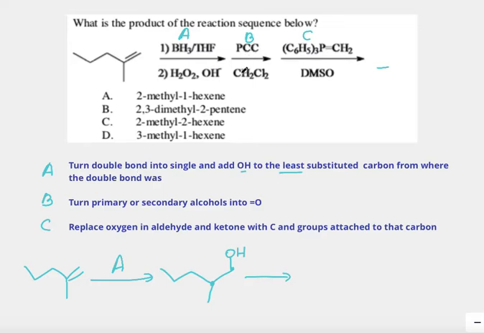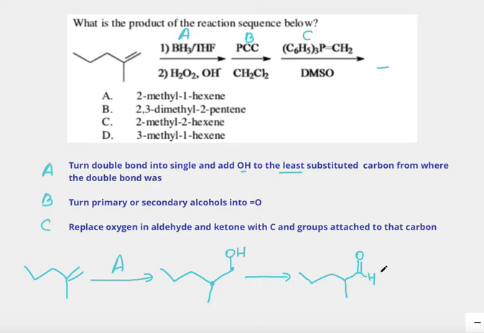Part B says PCC, CH2Cl2. This reagent turns primary or secondary alcohols into a double bond O. So what we will do here is we have a primary alcohol, which is OH, that is connected to the primary carbon, and we will rewrite our molecule, and instead of OH we will write double bond O, and there will be a hydrogen here. So PCC basically converts primary and secondary alcohol into a double bond O, in this case into the aldehyde.